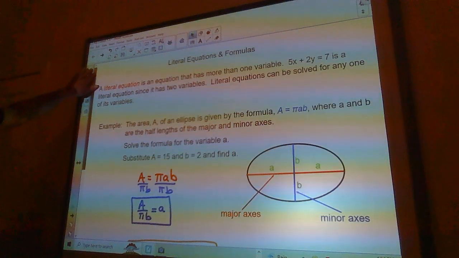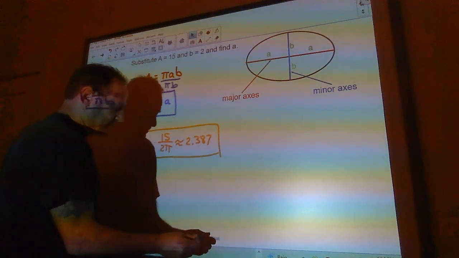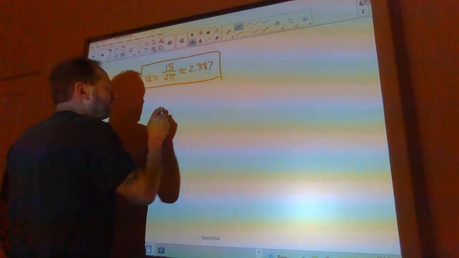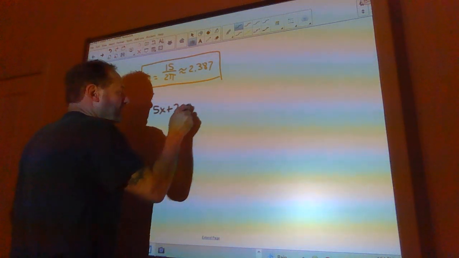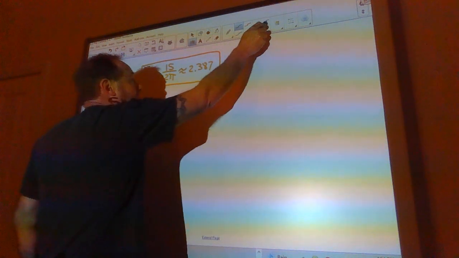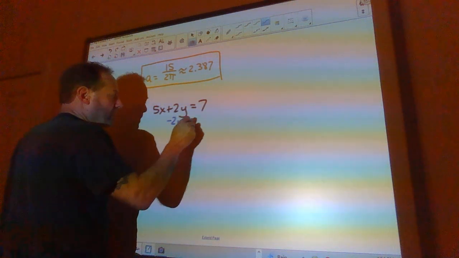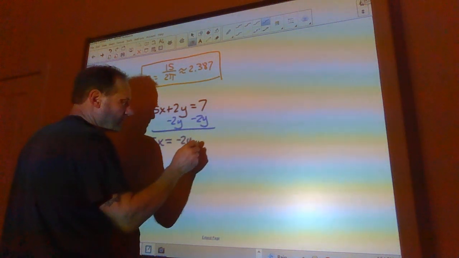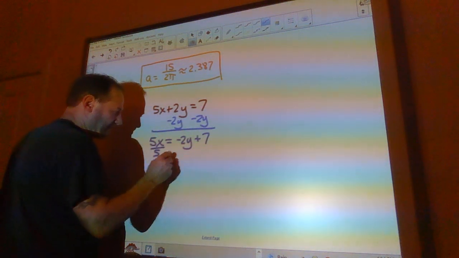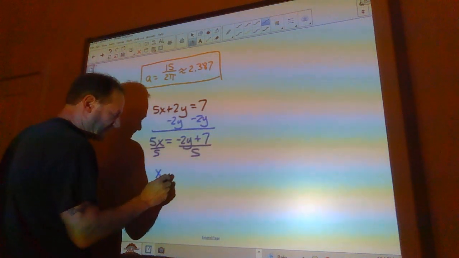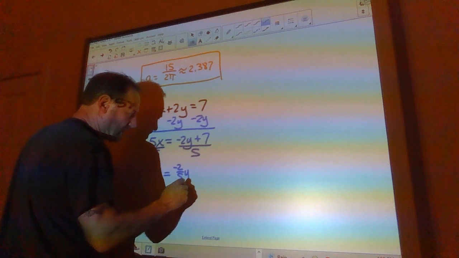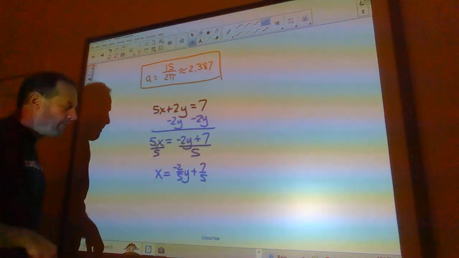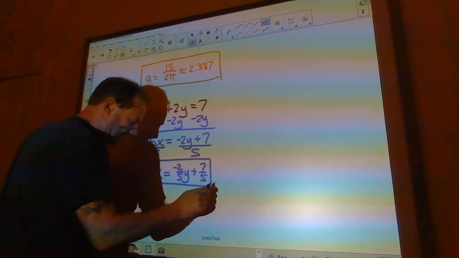Now, if I wanted to take 5x plus 2y equals 7, I could solve for x. If we took that down here, 5x plus 2y equals 7, I could solve this for x. So I would subtract 2y. And I would divide by 5. Remember, we divide everything by 5, so x would be negative 2/5 y plus 7/5. Okay, so there I've solved for x.